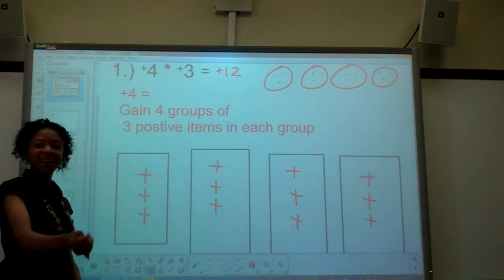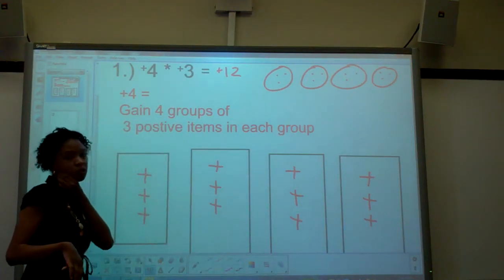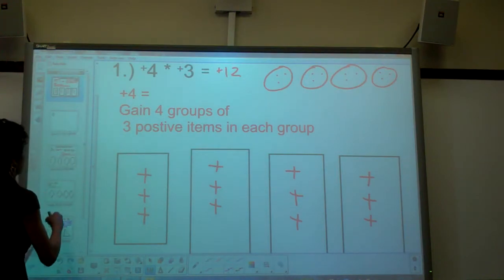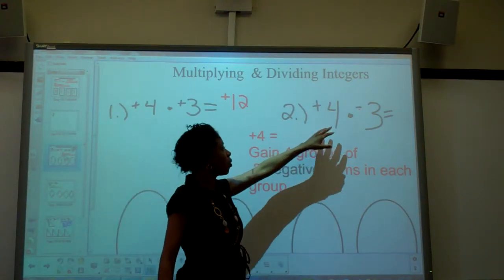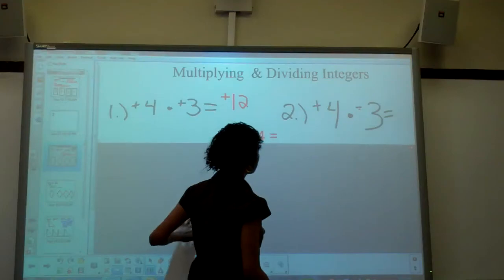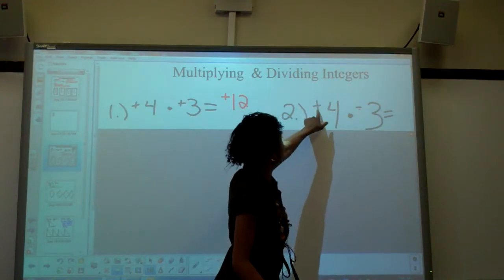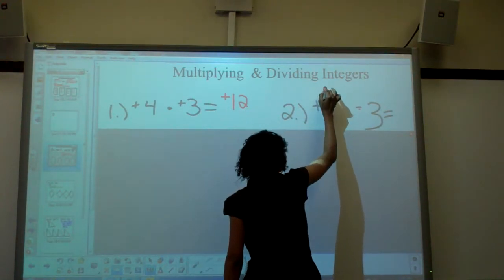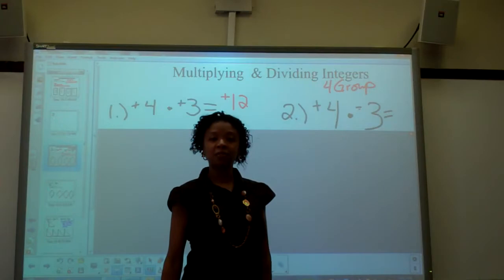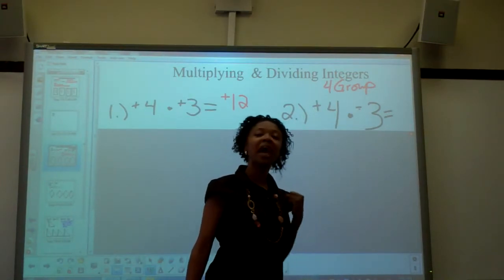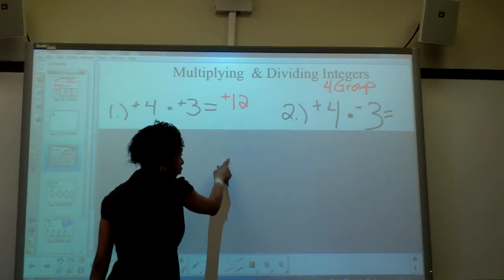So we gained or got 4 groups with 3 positive items in each one of those groups, which means we have 12 positive items. Next one, example 2. That was example 1. Example 2, we have positive 4 times a negative 3. Again, we want to look at what the first number means. The first number, that 4 means groups. We have 4 groups. We have to look at the positive in front of the 4. The positive means to gain or get. We're going to get 4 groups or gain 4 groups.